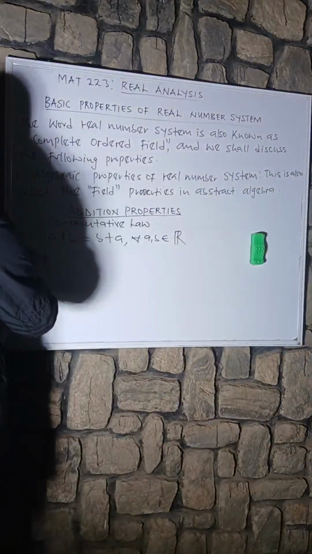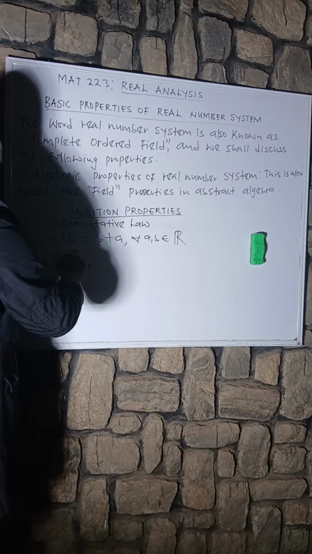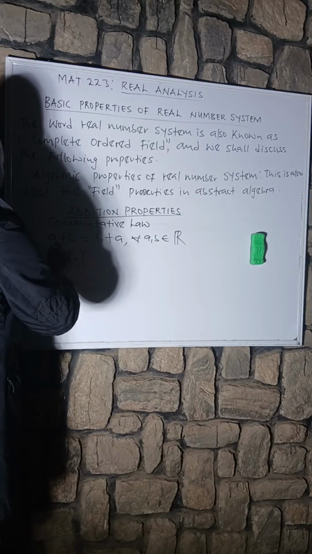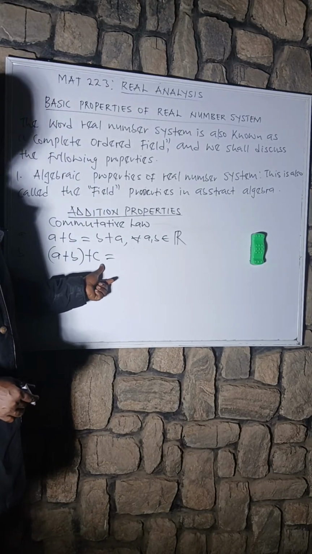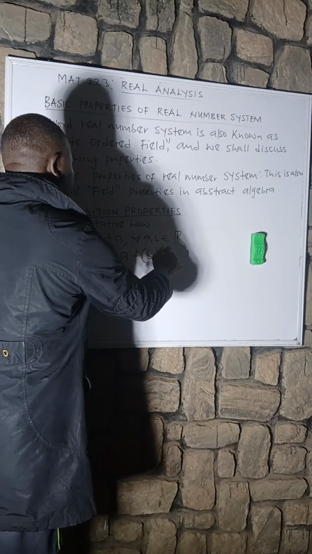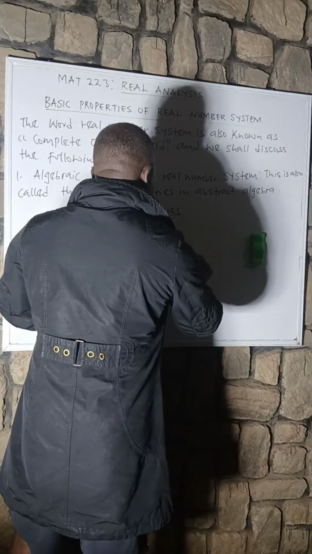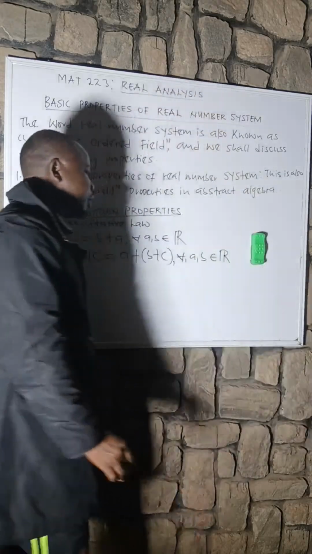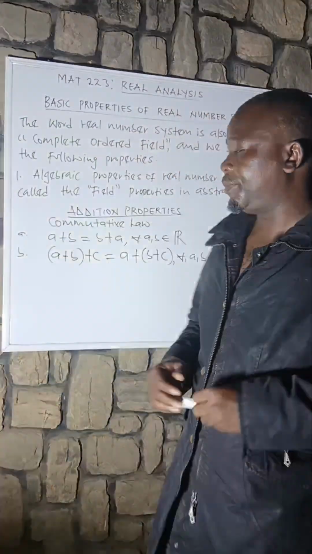Here, if we have A plus open bracket A plus B close bracket plus C, it means this is the same thing as A plus open bracket B plus C, for all A, B contained in real numbers. So take note. Is that clear? Do you have any question? Look at the board very well.